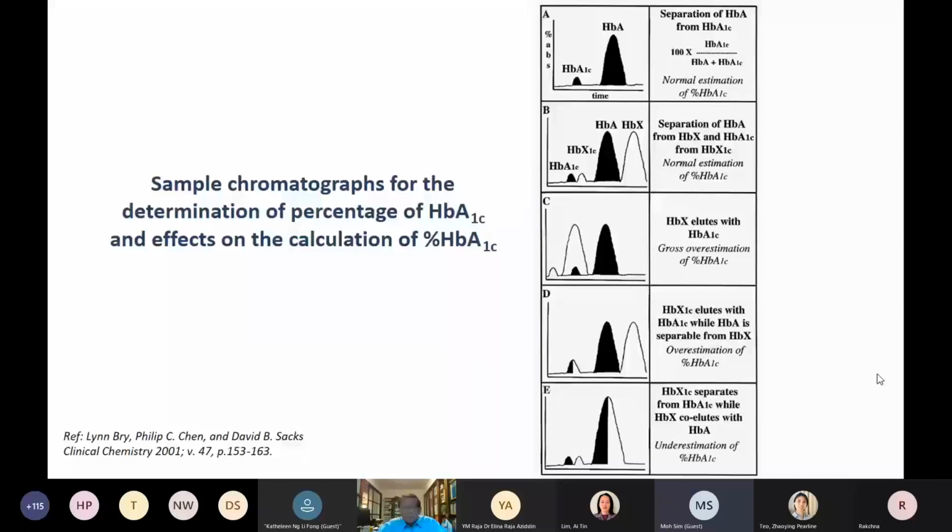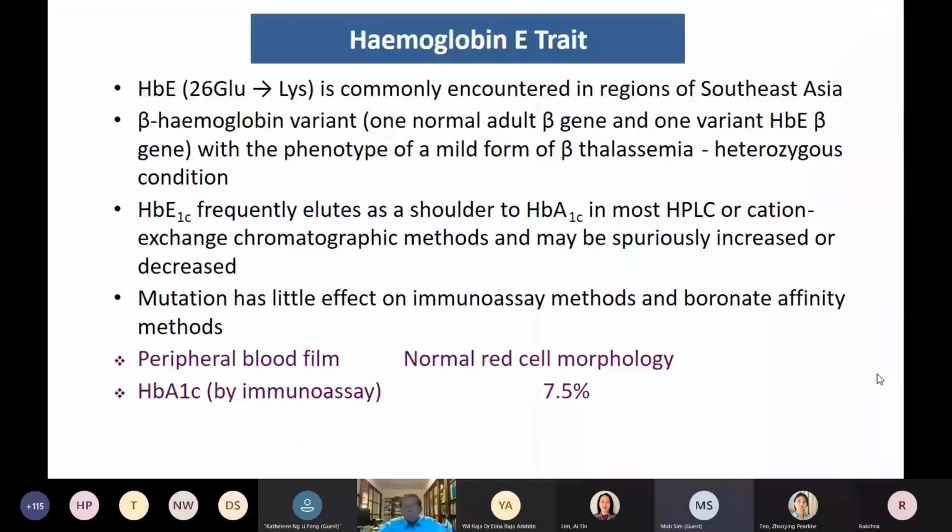This patient had hemoglobin E trait. HbE is commonly encountered in regions of Southeast Asia, and this beta hemoglobin variant comprises one normal adult beta gene and one variant HbE beta gene, and presents with a very mild form phenotypically of beta thalassemia. HbE1c frequently elutes as a shoulder to HbA1c in most HPLC or cation exchange chromatographic methods, and may be spuriously increased or decreased. However, immunoassay methods and boronate affinity methods are not affected.